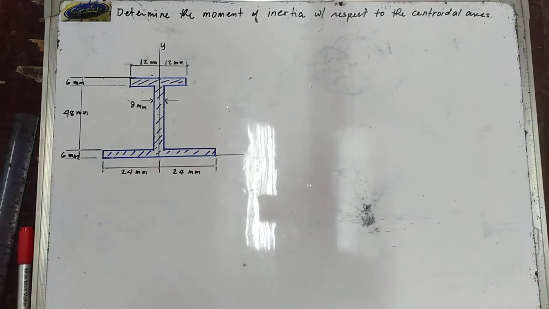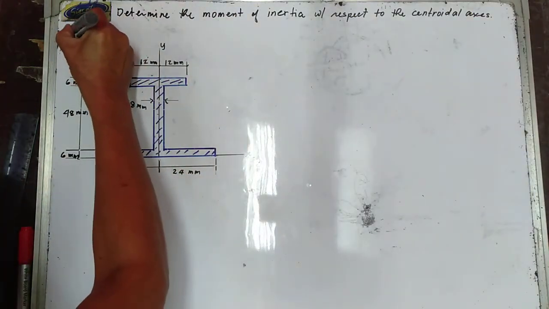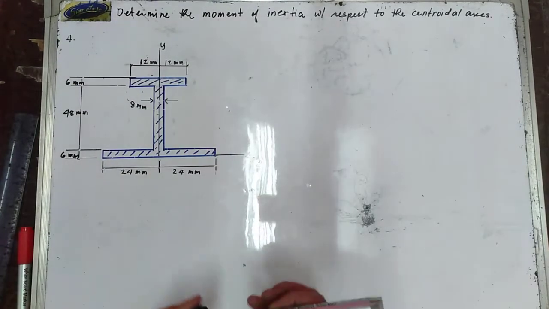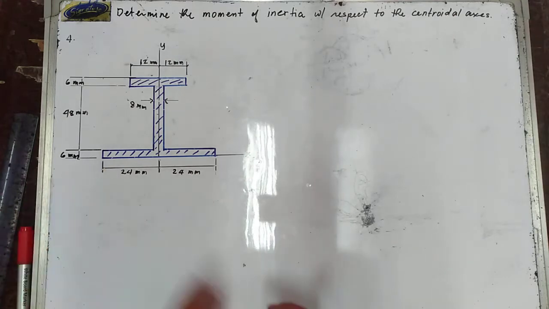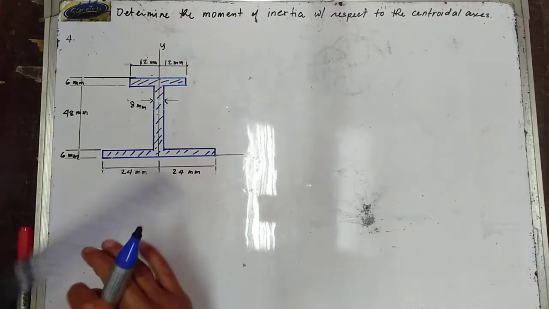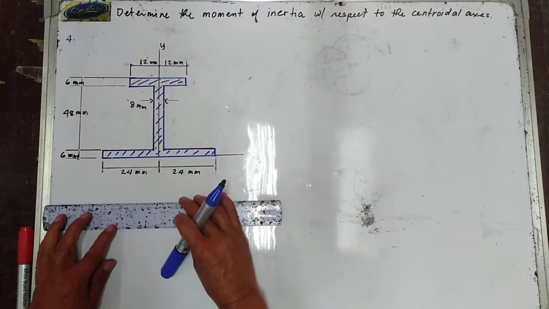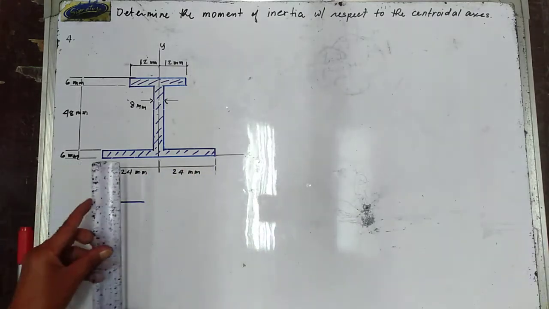Determine the moment of inertia of the shaded area with respect to the centroidal axis. So first, let us try to determine the centroid of this area. I'm going to consider this as the first area. This is your first area.